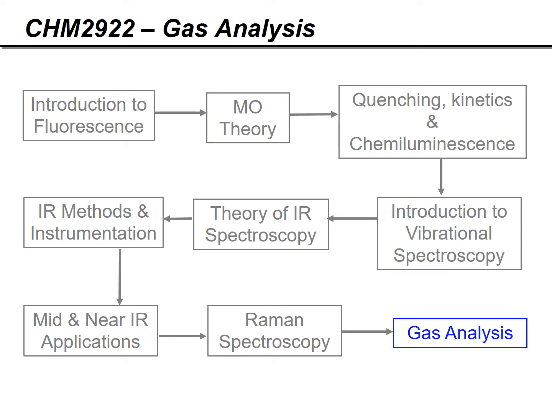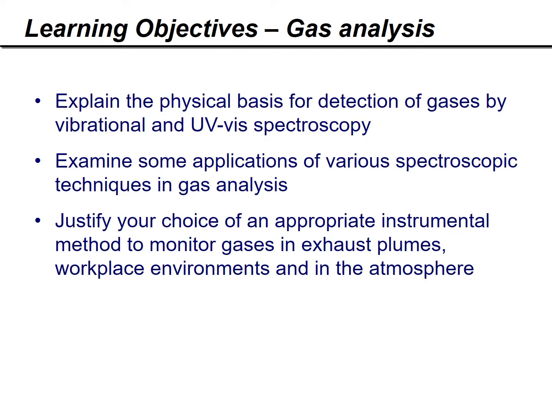Hi everyone, this is the last video in the molecular spectroscopy section of Chem 2922. So we've come to the end and our final topic is gas analysis. We are going to briefly discuss using some of the techniques that we've been studying, such as infrared and Raman and UV-Vis, to analyze various gas samples such as exhaust plumes and the atmosphere.